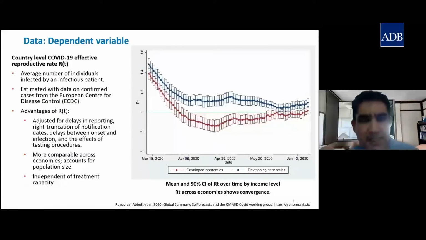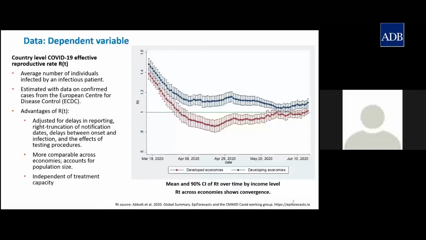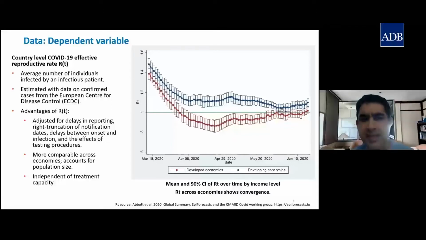In terms of our main dependent variable, this is basically the country-level reproductive rates. And we decided to use this variable because in a scenario where you have lots of data problems with cases or mortality, these effective reproductive rates tend to reduce some of these measurement errors to some extent. So for each country, we have these reproductive rates over time. And over here in this chart, we've shown you how the average developed economy Rt has behaved versus the average developing economy Rt rates.